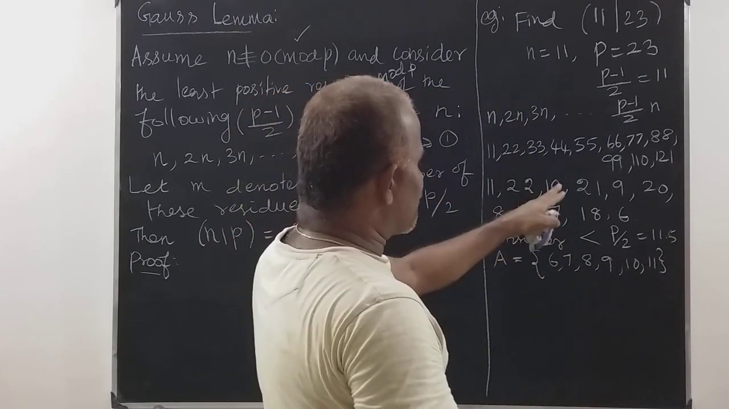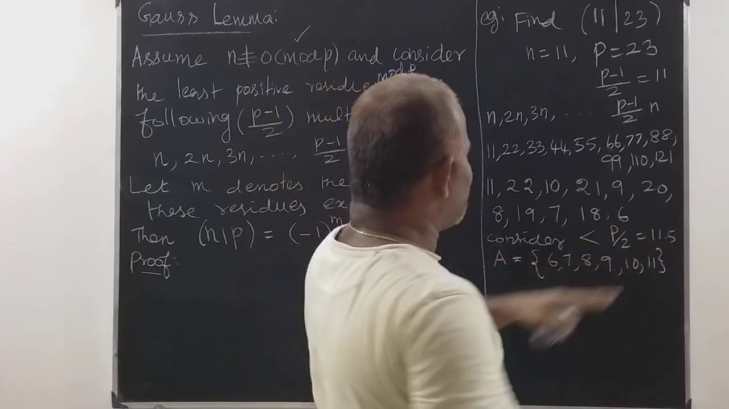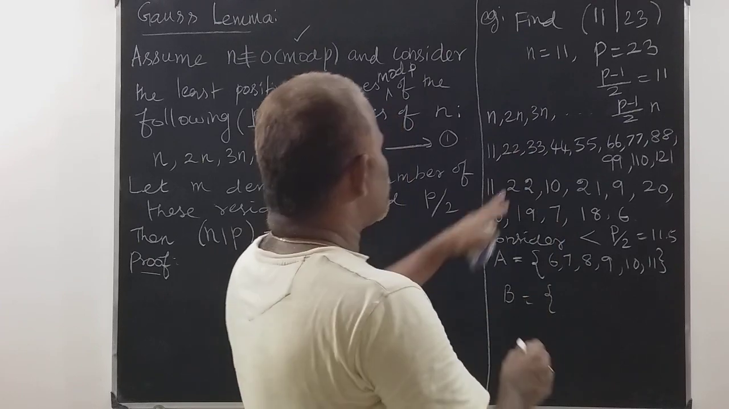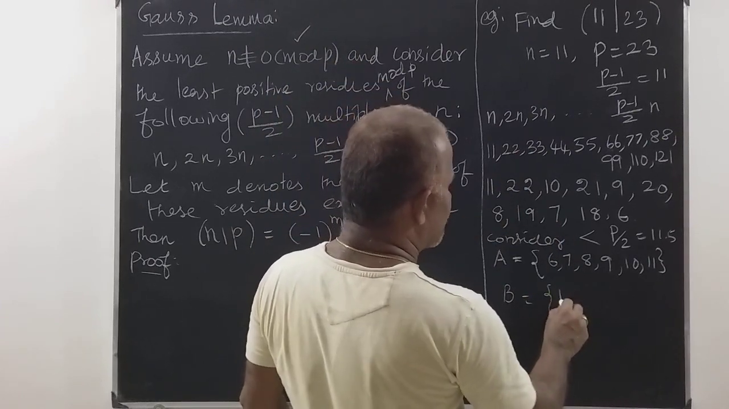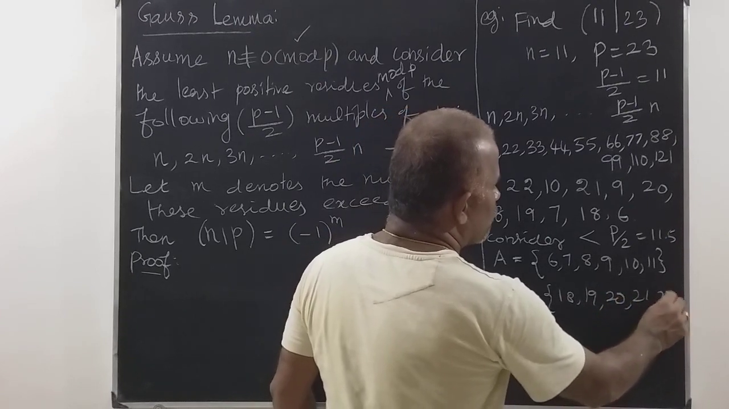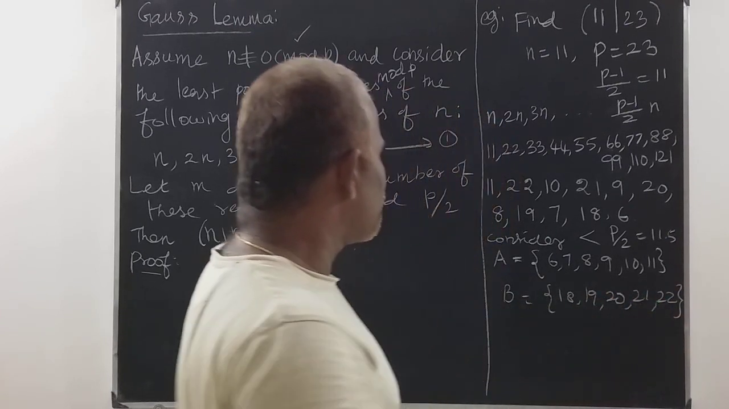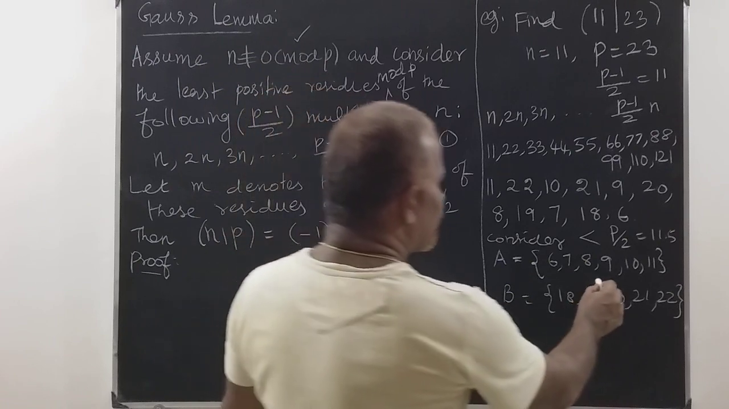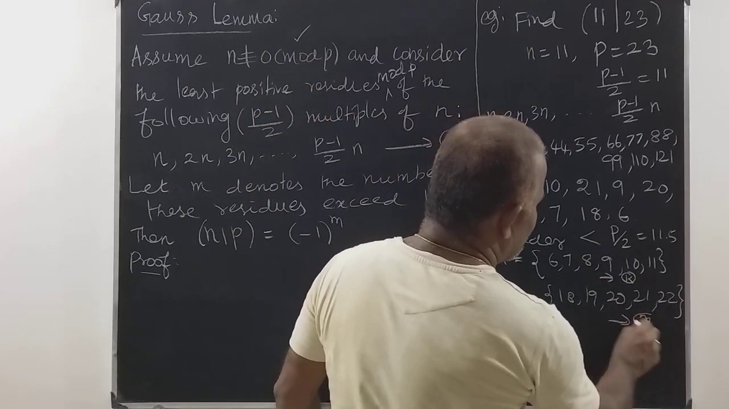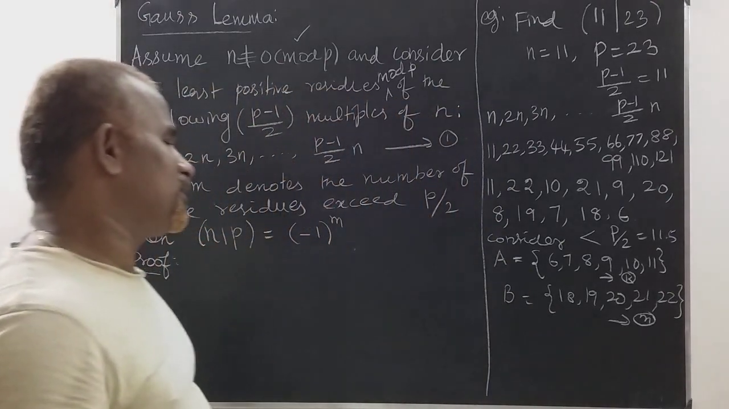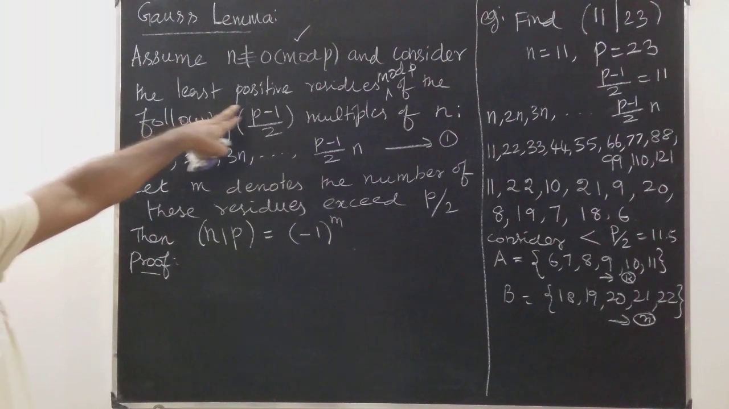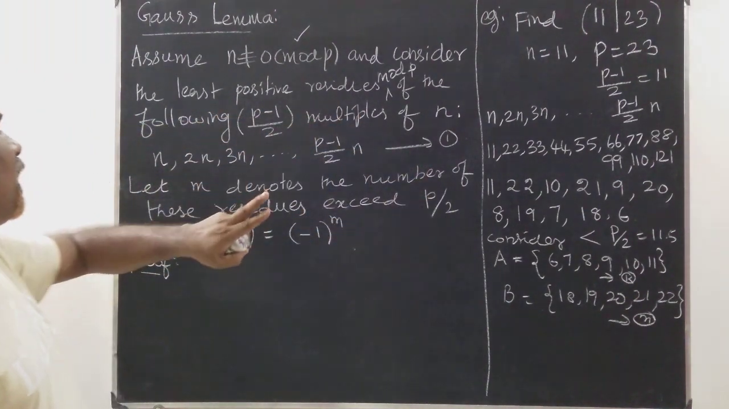Consider the residues greater than p by 2, which are 18, 19, 20, 21 and 22. Here there are k number of elements, and here m number of elements. So now we have found the least positive residues.